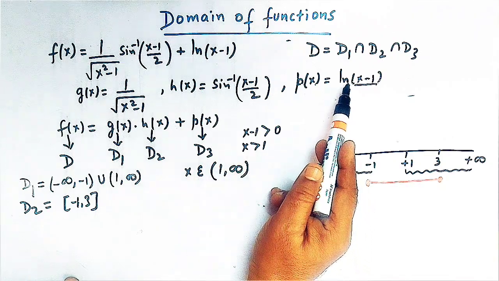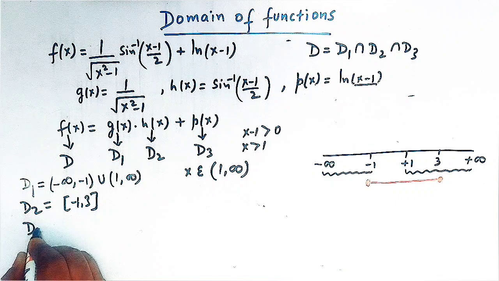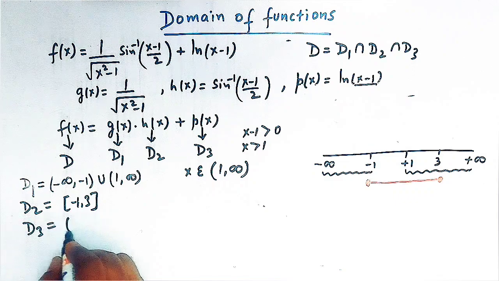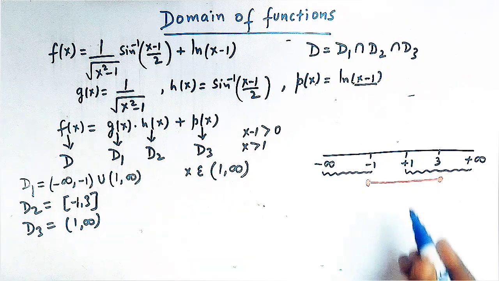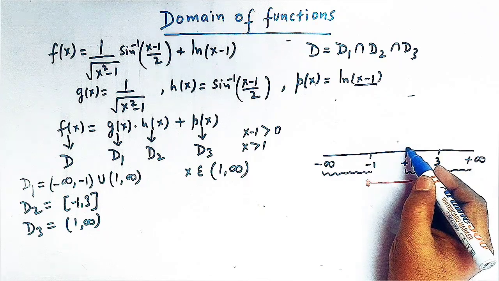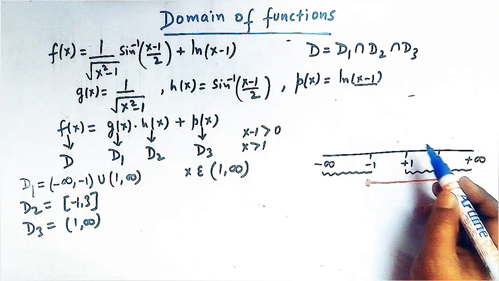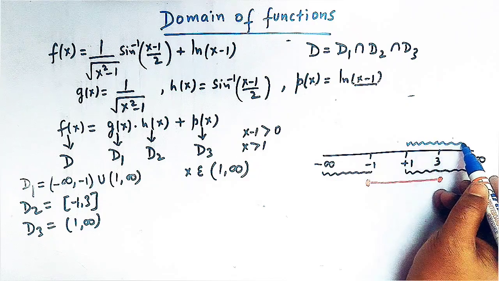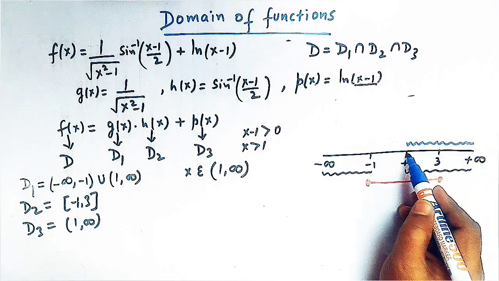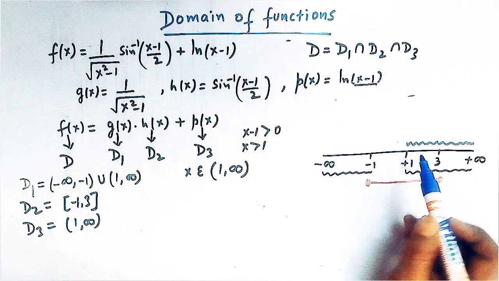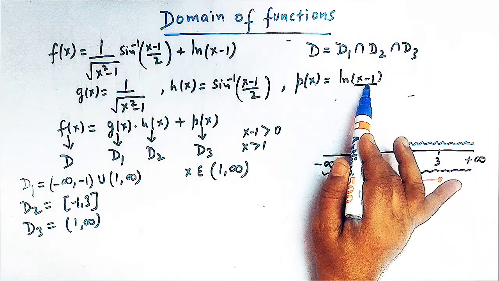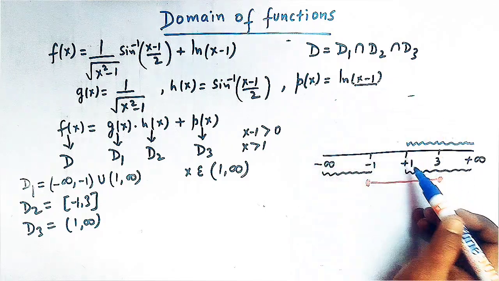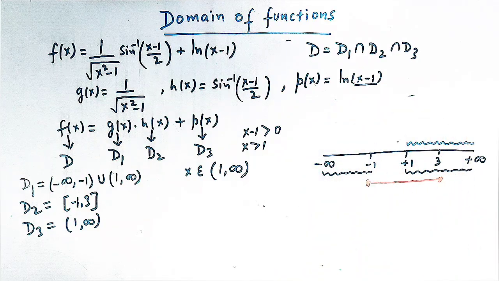So the domain of this function, that is D3, is given by 1 to infinity, and let us represent this interval, that is 1 to infinity, on this real number line. So here we have 1 and here we have infinity, so we'll go like this, right? And remember here 1 is not included, because if x is equal to 1, then we have 1 minus 1, so natural log of 0, right? So we'll discard x is equal to plus 1.